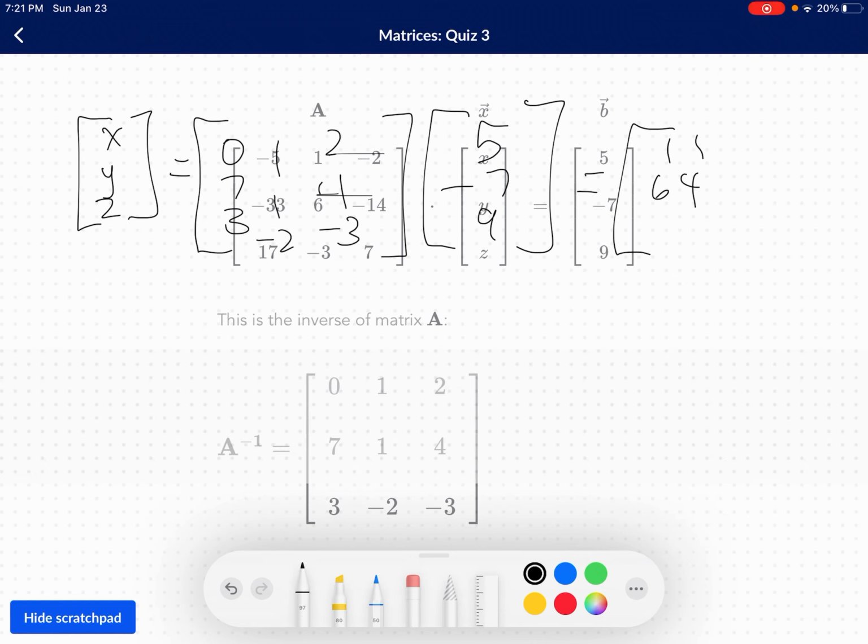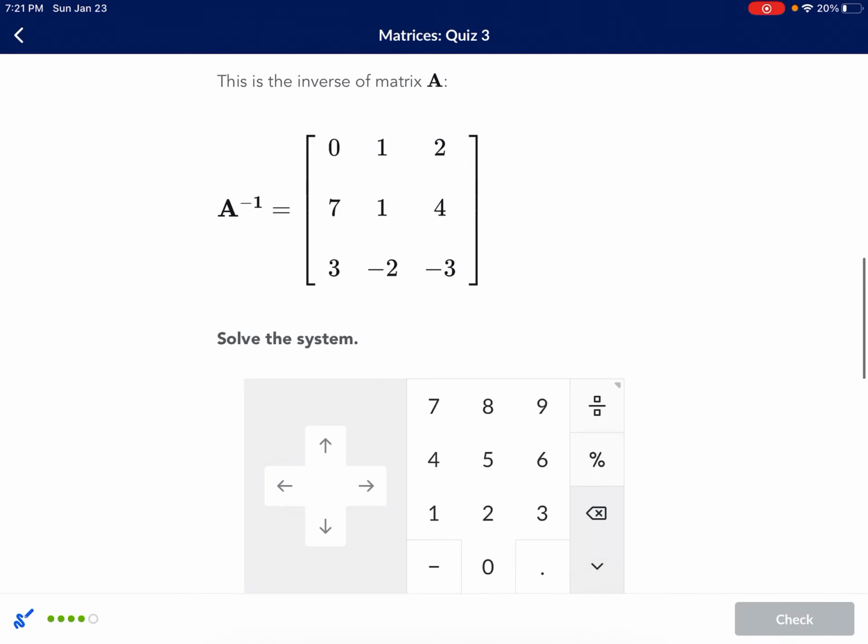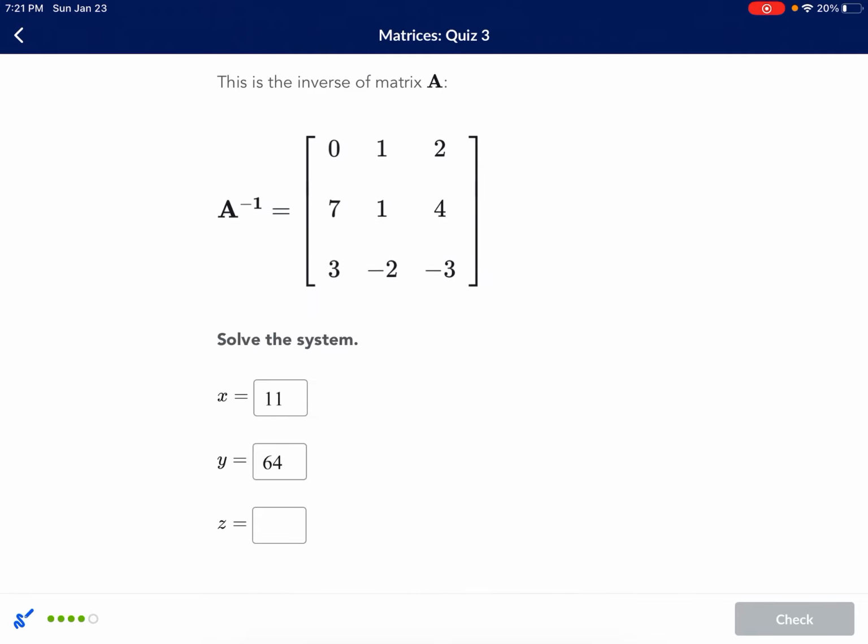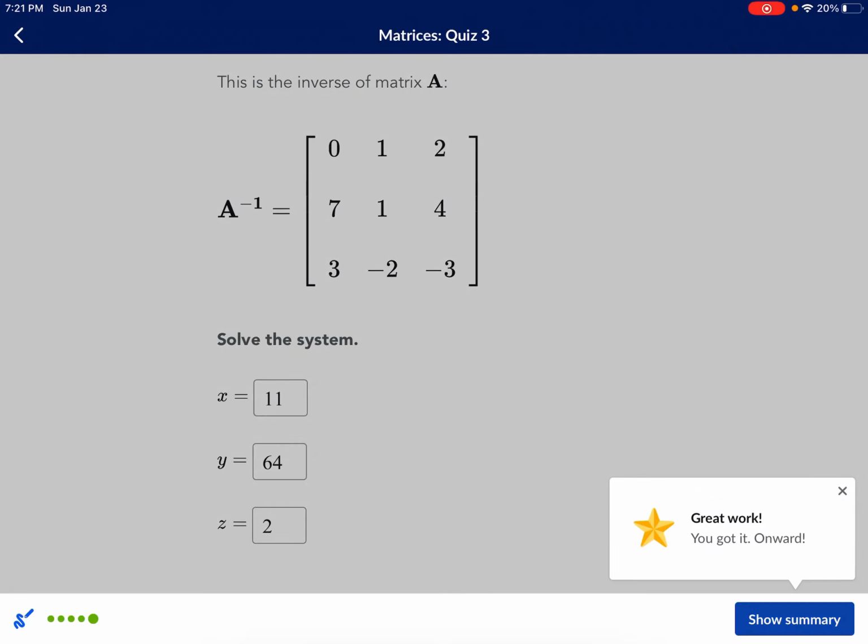64. And then 3 times 5 is 15. Negative 2 times negative 14 is 14, so it's 29 now. And 29 plus negative 3 times 9, which is negative 27, that's 2. So the answer is 11, 64, and 2.